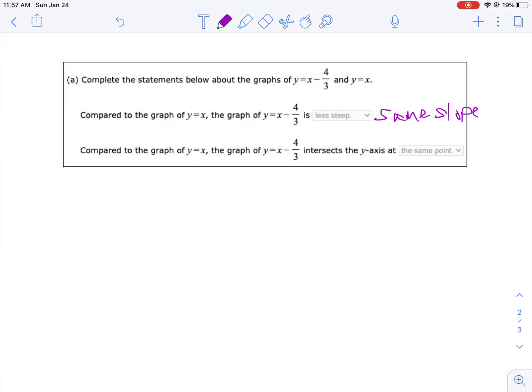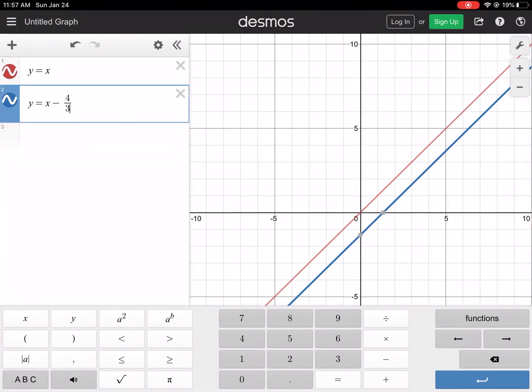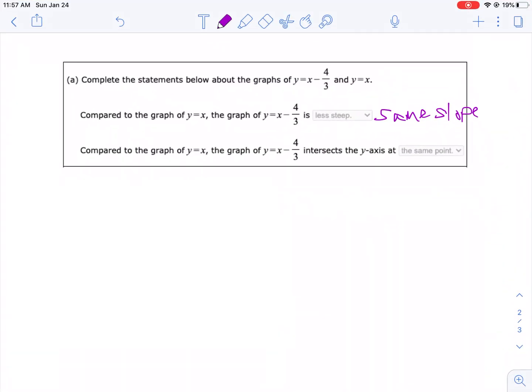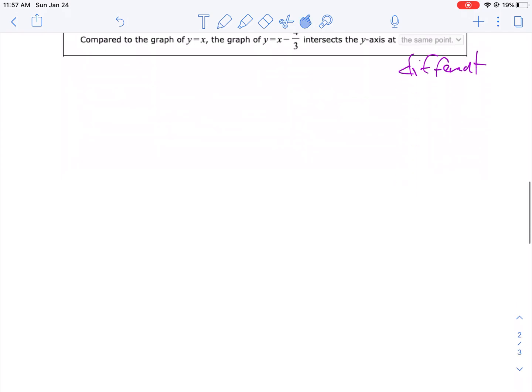Now, if I look at their y-intercept, y equals x and y equals x minus 4/3, they have a different y-intercept, don't they? One crosses at 0, one crosses at negative 4/3. So I think this one is different. They cross at different points. They're not the same point. You can see from the graph that y equals x minus 4/3 is lower if that was a choice.